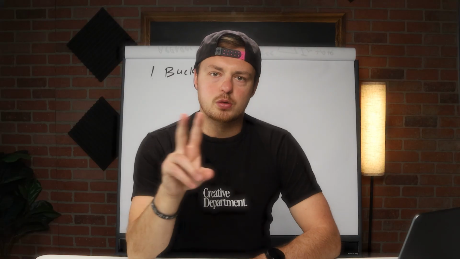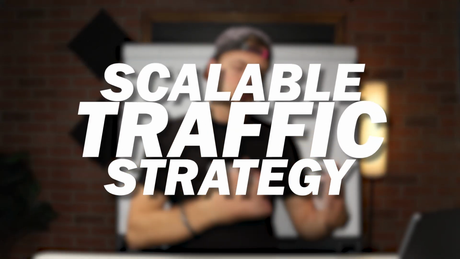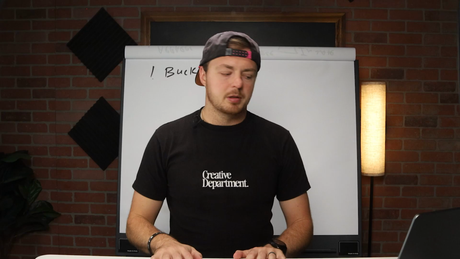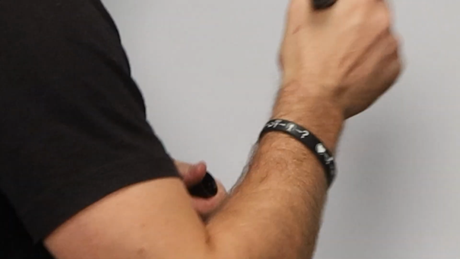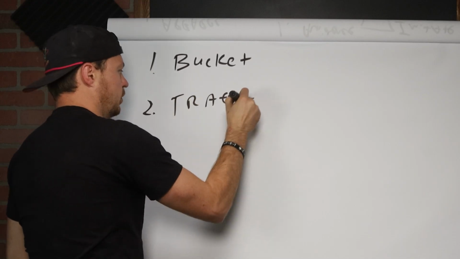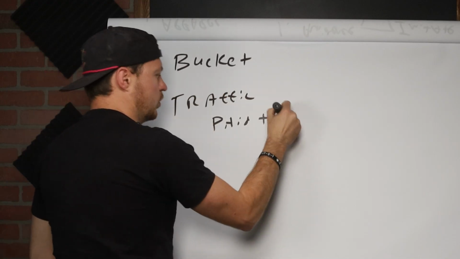All right, so number 2 is to implement a scalable traffic strategy. And when I'm saying traffic strategies, however you want to look at it, you basically need 2 things, okay? Both paid and organic. So number 2, we need traffic. More importantly, we need paid and organic.